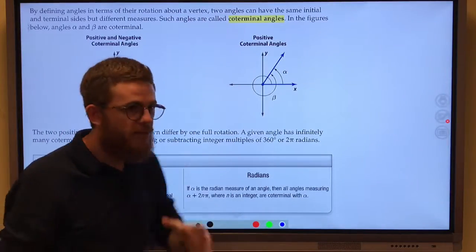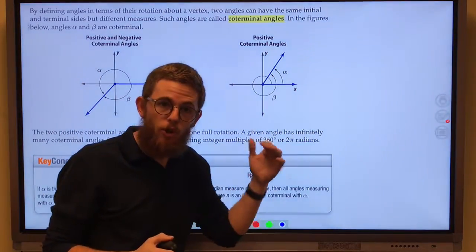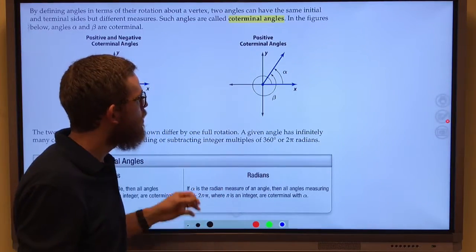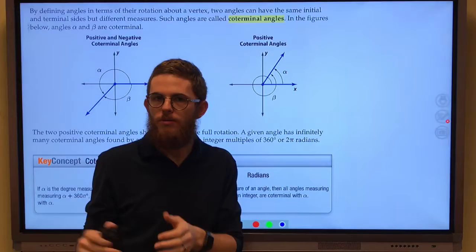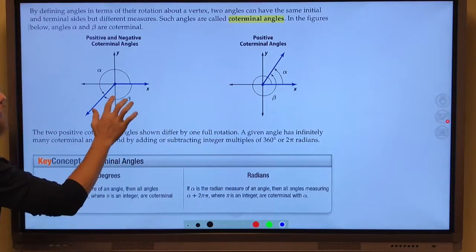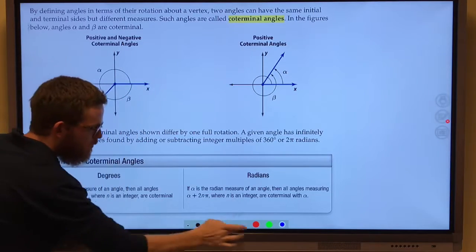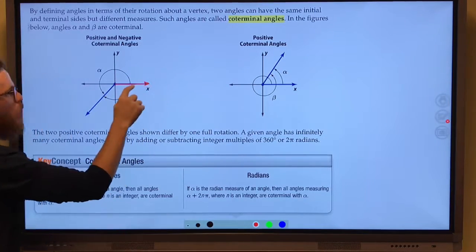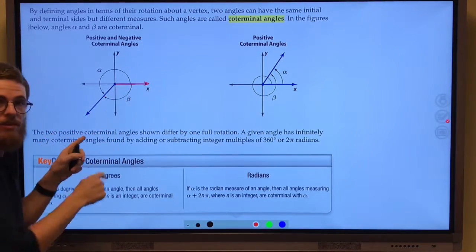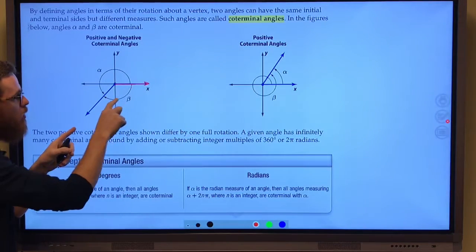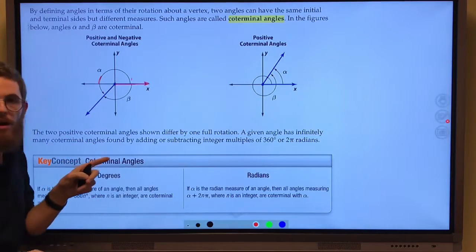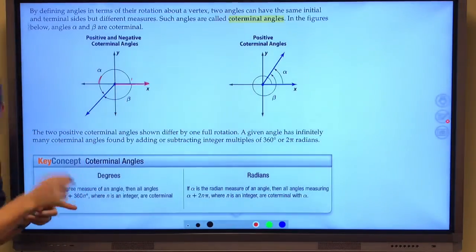So these are angles that have the same initial side and the same terminating side, co-terminating. They share a terminating side, but their actual measure is not the same. And so notice here with this angle, we could get to this terminating side by going clockwise with that negative angle, or we could go counterclockwise with a positive angle. They would both have the same terminating side.